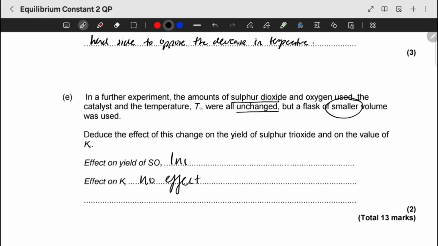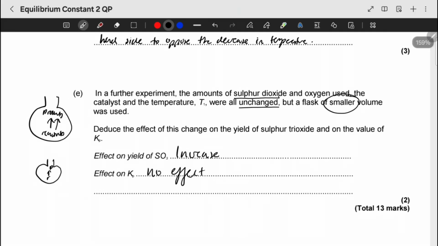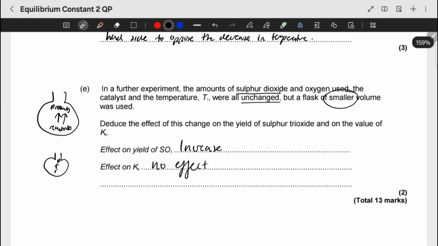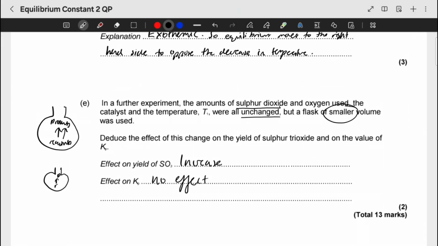So the yield would increase because it's in a smaller volume. Let's say we have a big volume here and the reaction is going on. This is the products and this is our reactants, and that's making our products. But if it's in a smaller volume like this, then obviously it'll be faster to make the product, so more products will be made, look how short that arrow is. It's faster, increases the amount of products, and so therefore increases the yield of sulfur trioxide.